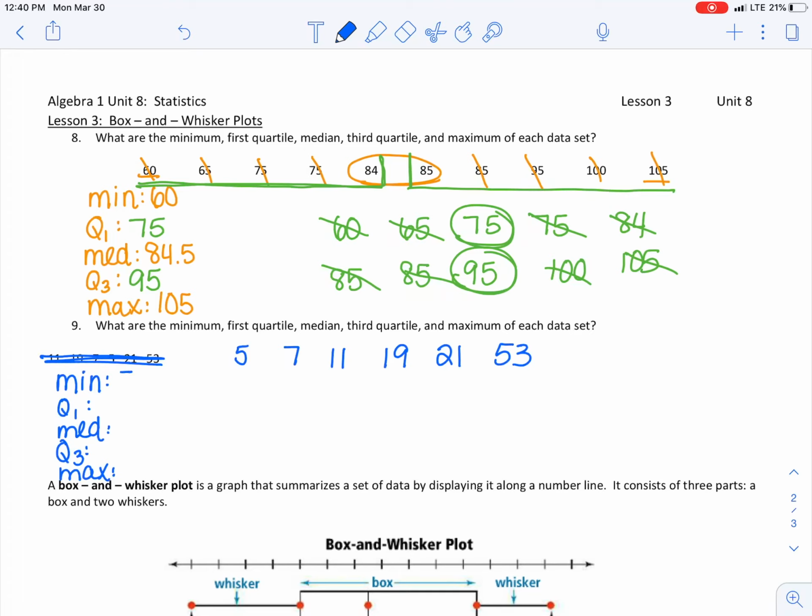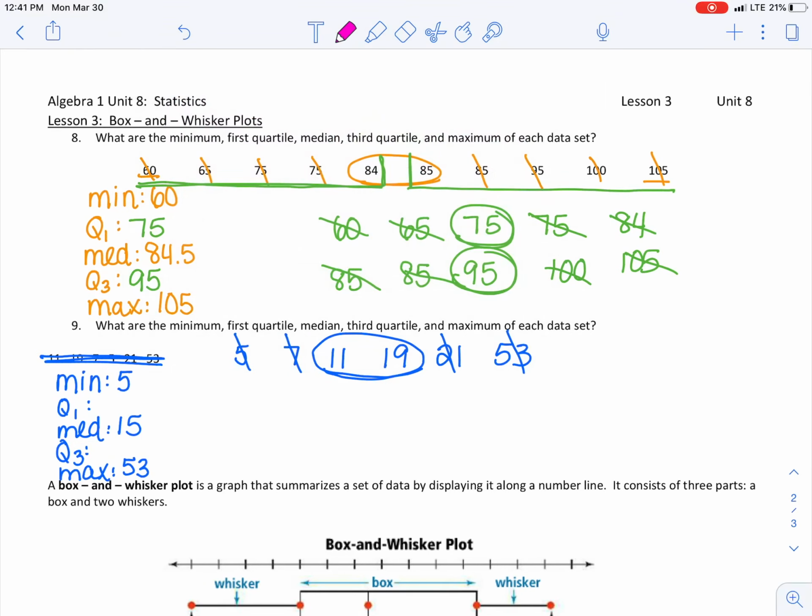Okay, for the minimum, we should be able to see that right off the bat. We have a minimum of 5 and a maximum of 53. The next step again is finding the median, so finding the middle. I'm going to cross off on both sides, and the problem here is I get 19 and 11. If I add those together, I get 30, and I can divide by 2, which gives me 15.